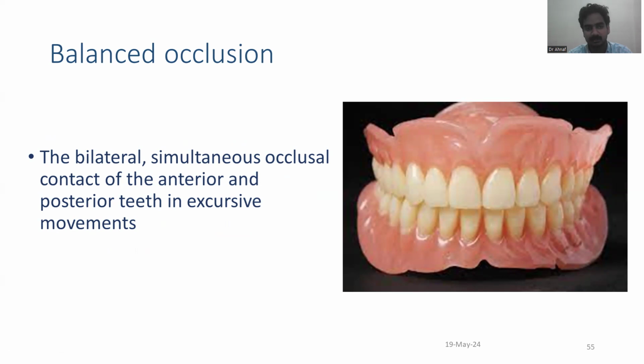What is a balanced occlusion? Balanced occlusion is nothing but the simultaneous contact of anterior and posterior teeth during excursive movement. That is during protrusion, during medial protrusion or lateral protrusion. On every lateral movement and protrusive movement, all the teeth should be in contact. That is balanced occlusion. The term itself gives the meaning. All the teeth will be in contact and the contact of the opposite arches maintains the balance of the tension.